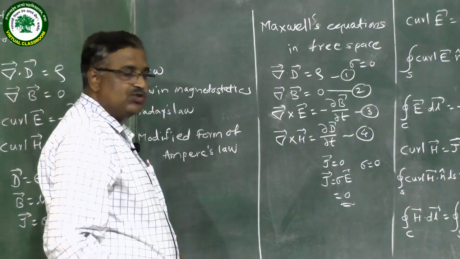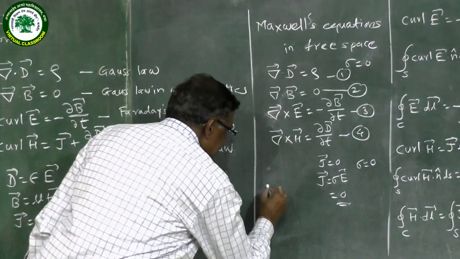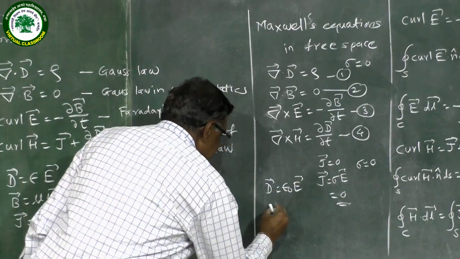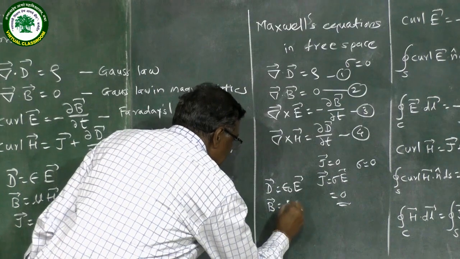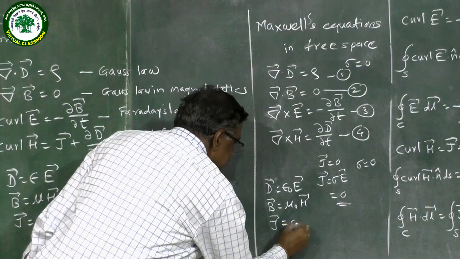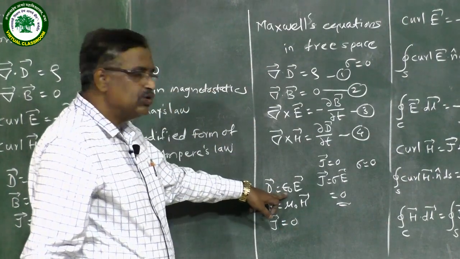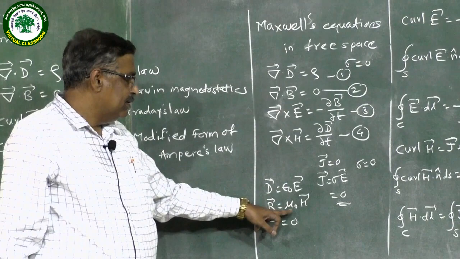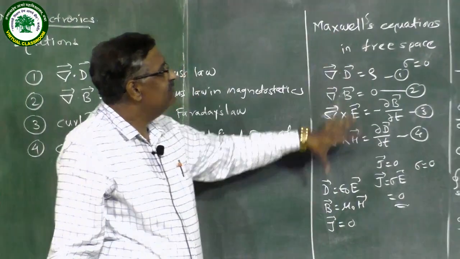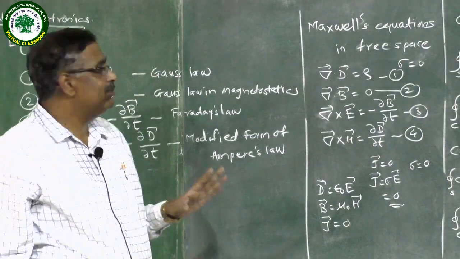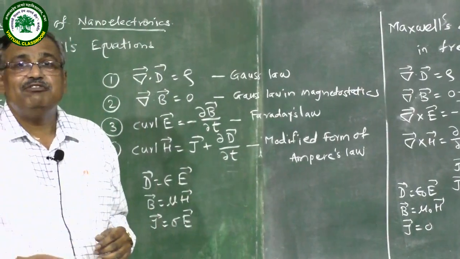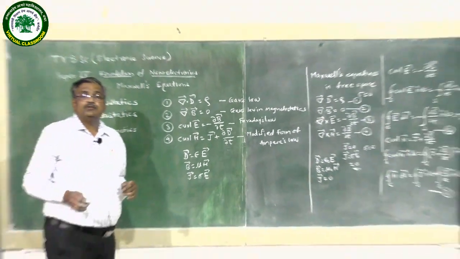Similarly, the subsidiary equations can also be written in the case of free space. The first is vector D equal to epsilon 0 into E. The second is B equal to mu 0 into H, and the third is J, which for free space is equal to 0. Here epsilon 0 is the permittivity of free space and mu 0 is the permeability of free space. So the equations should be written in this way. These are the fundamental equations associated with the electromagnetic theory proposed by Maxwell, and these are used for developing the various relations.